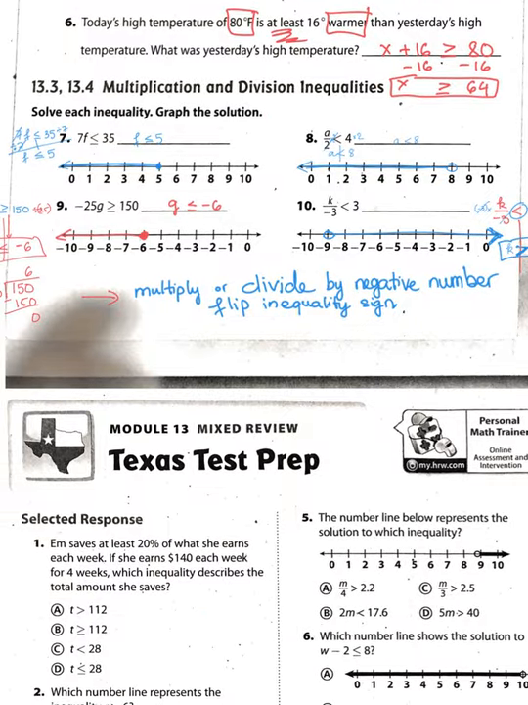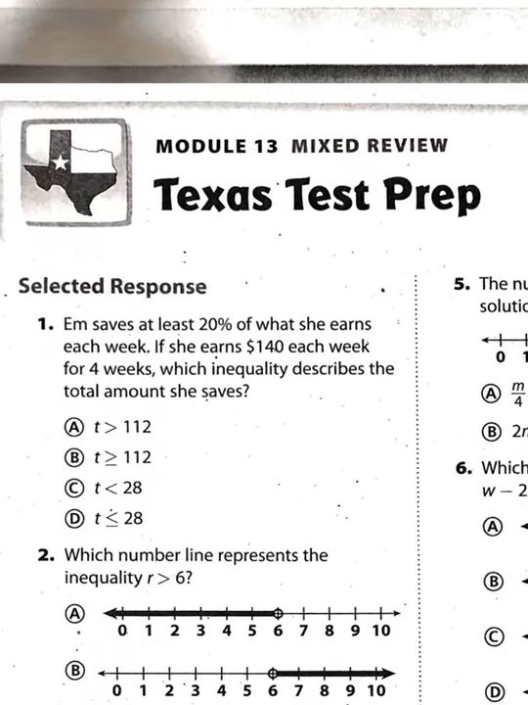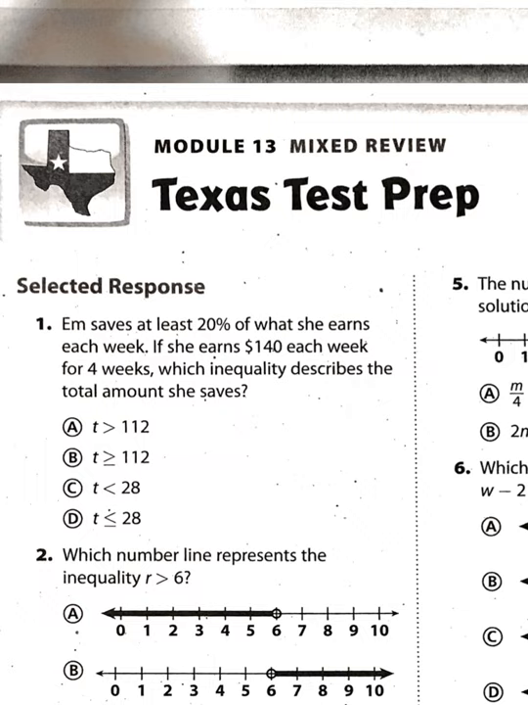EM saved at least 20% of what she earned each week. If she earned $140 each week for 4 weeks, which inequality describes the total amount that she saves? Okay, this will be hard to write this problem down because we're going to have to do some math along the way. She earned $140 for 4 weeks, so we have to do the math from that. So 140, if I multiply it by 4 weeks, this is what I earned. How much?